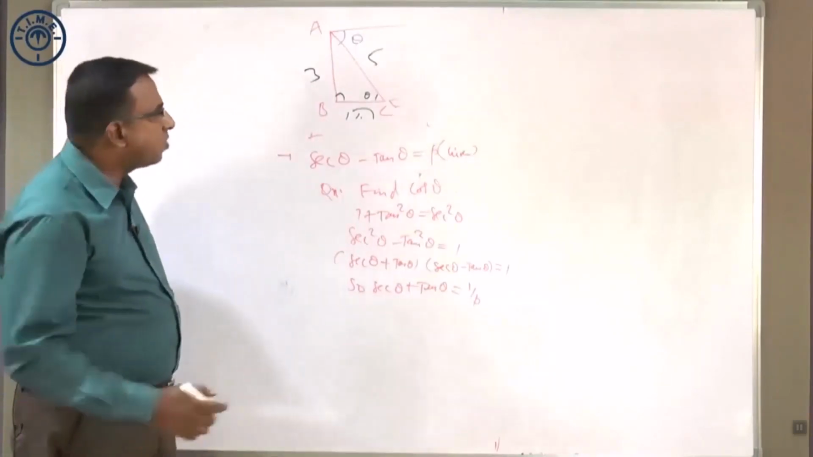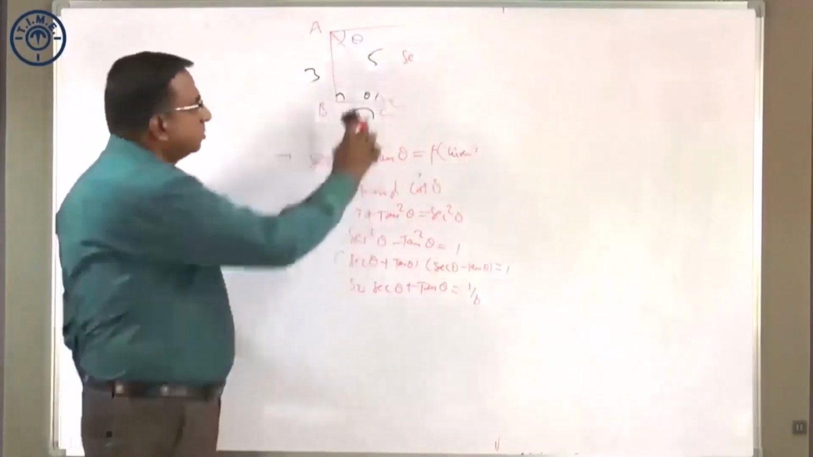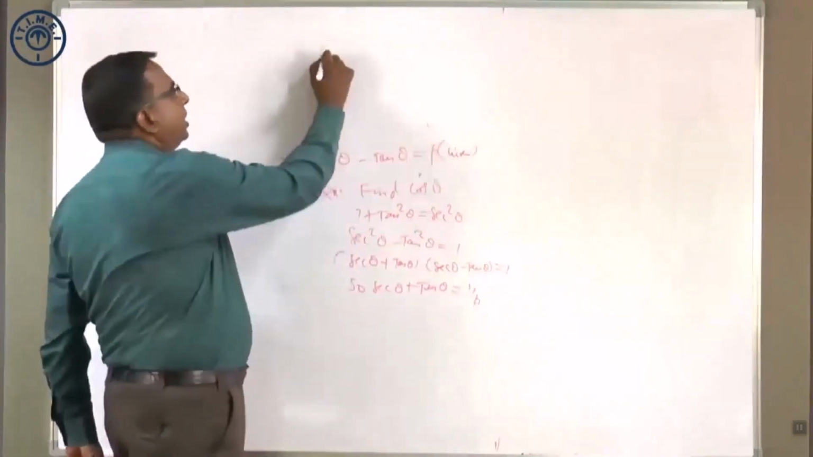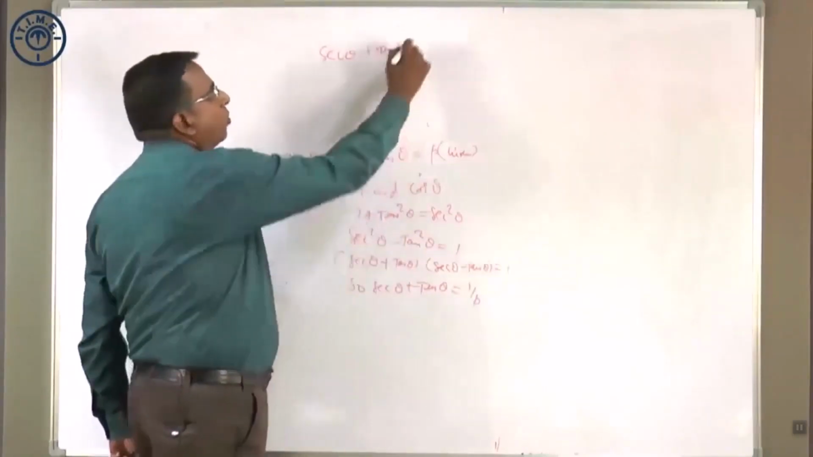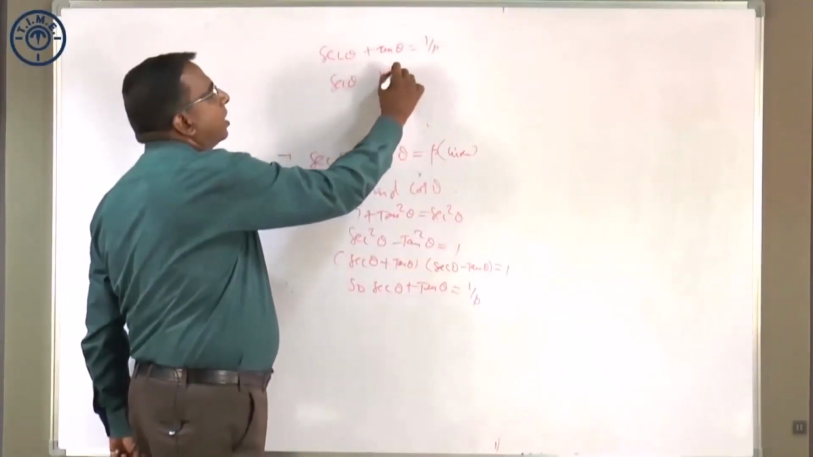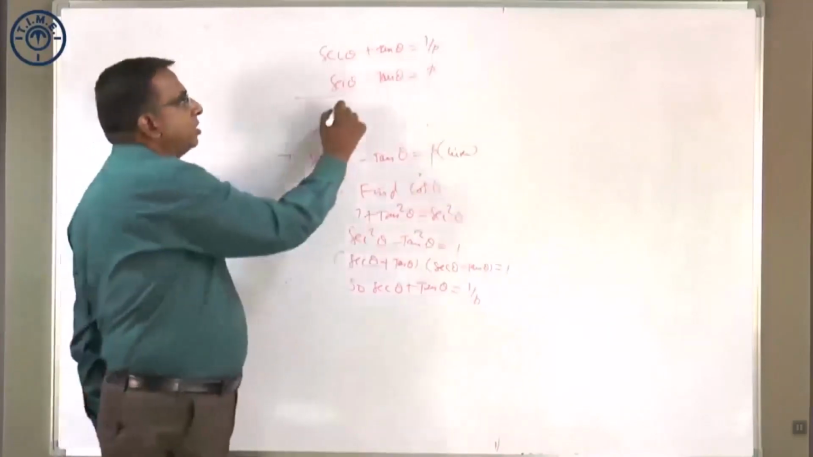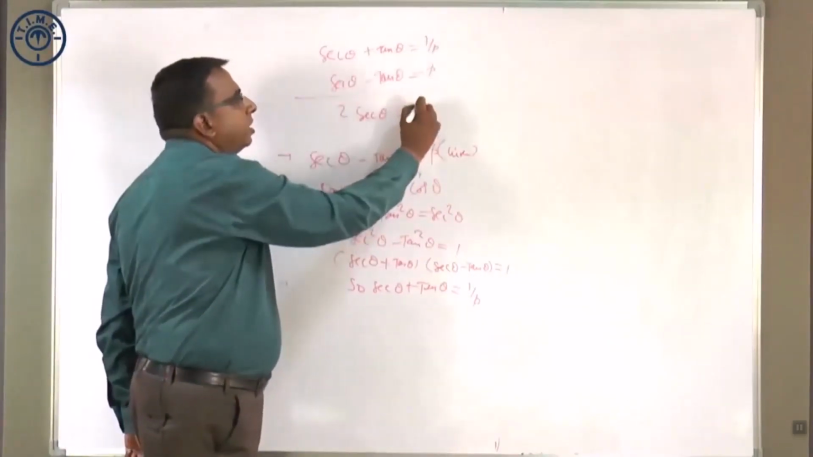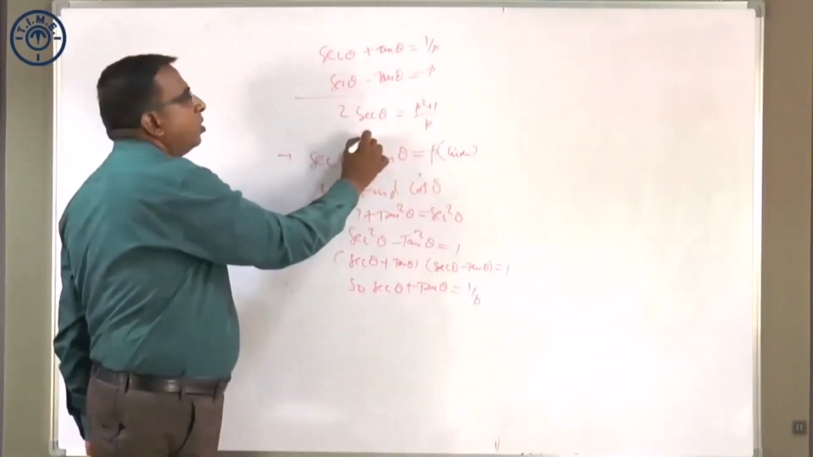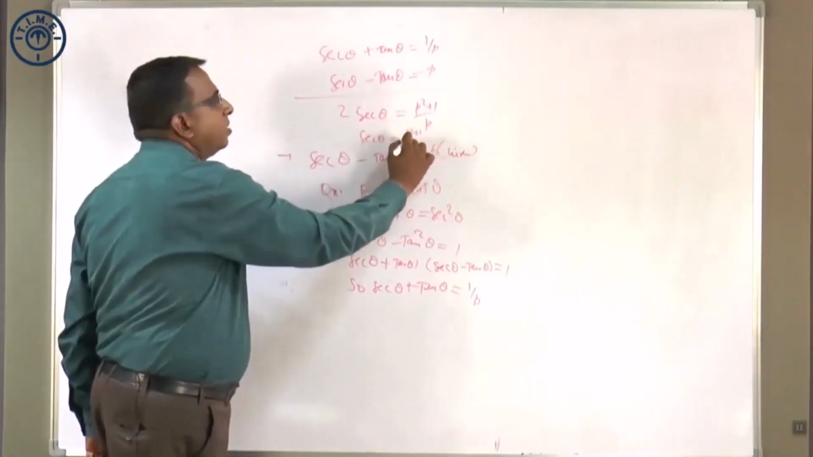Now we have these two relations. What are these two relations? We have secant theta plus tan theta as 1 upon p and secant theta minus tan theta as p. Now simply adding these two relations, we get 2 secant theta as p square plus 1 upon p. Therefore, you get secant theta as p square plus 1 by 2p.